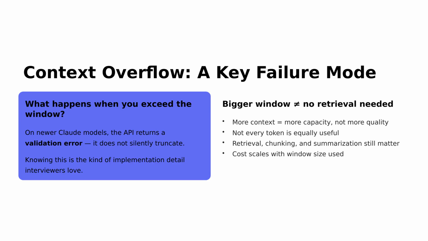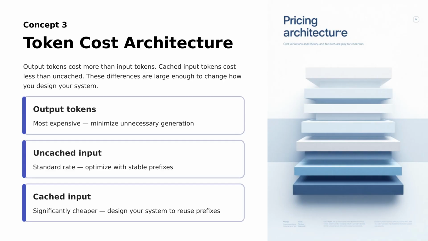A key failure mode to understand is context overflow. If you exceed the context window, newer Claude models don't silently drop tokens. The API returns a validation error. That's a useful implementation detail, and exactly the kind of thing interviewers like to hear. Also, a bigger window doesn't eliminate retrieval. More context gives you more capacity, not better signal. So, chunking, summarization, and smart retrieval still matter, and larger windows also cost more.